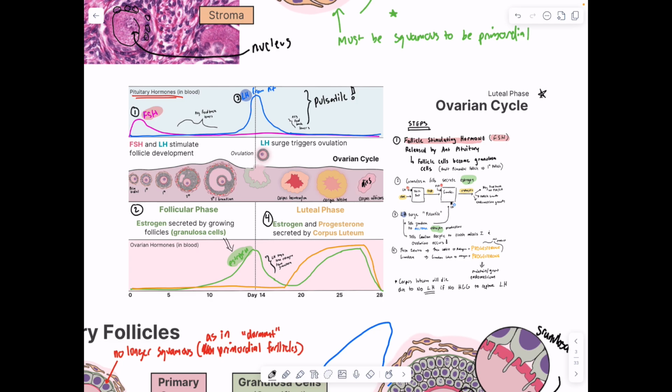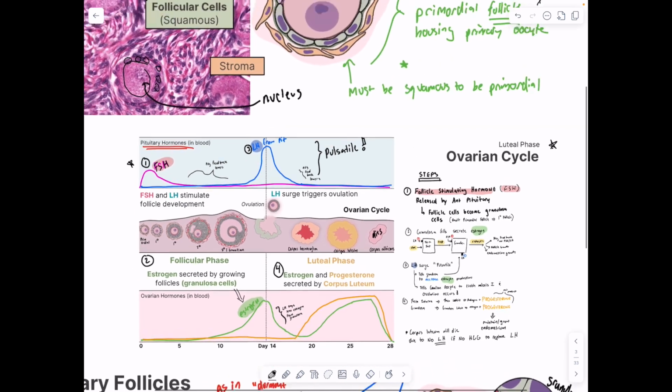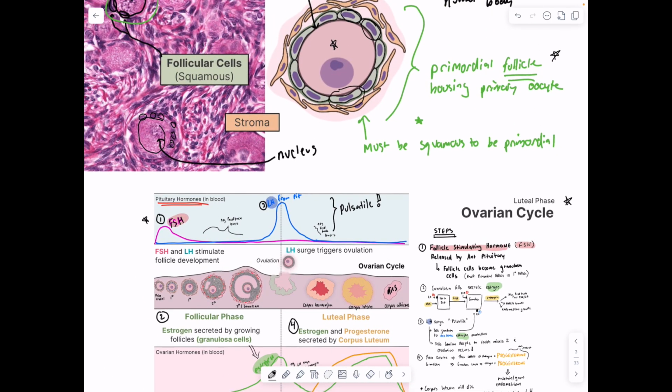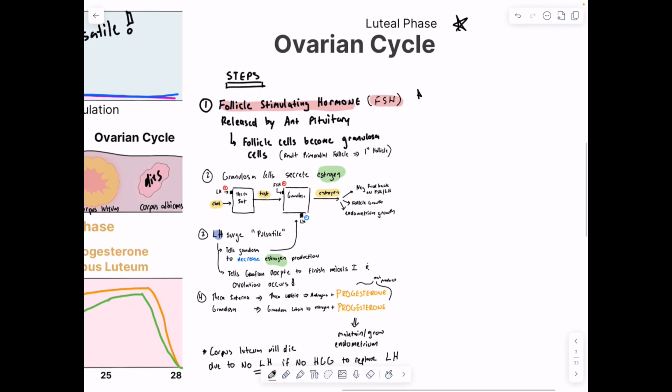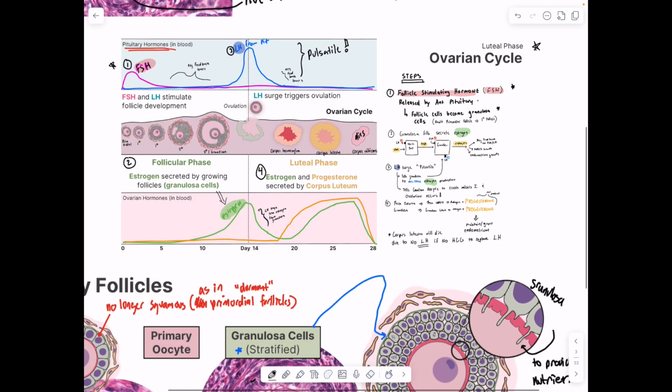And so the first part of our pulse for females is the release of follicle stimulating hormone from the anterior pituitary into the blood. That's going to be taken up by our follicular cells, which are going to become granulosa cells as a result. So step one, FSH is released by the anterior pituitary as this pulsatile release. And then follicular cells become granulosa cells, and you're like, okay, well, why is that important?